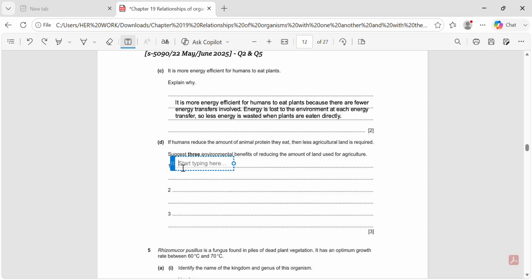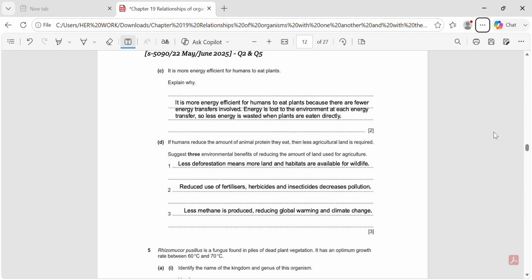In addition, keeping fewer livestock means less methane is released into the atmosphere, helping to reduce global warming and climate change. So the answers we write are, less deforestation means more land and habitats are available for wildlife. Reduced use of fertilizers, herbicides and insecticides decreases pollution. Less methane is produced, reducing global warming and climate change.